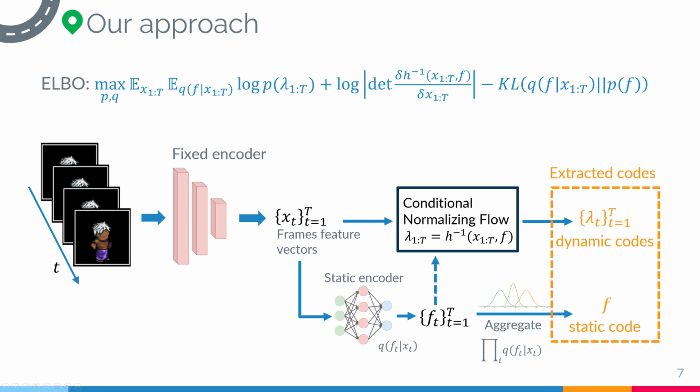The static vectors are then used to condition a conditional normalizing flow that models the likelihood of the frame feature vectors. The transform vectors lambda correspond to the dynamic codes. By maximizing the evidence lower bound, the ELBO, we learn both the static encoder and the conditional normalizing flow, ideally leading to a disentangled representation.